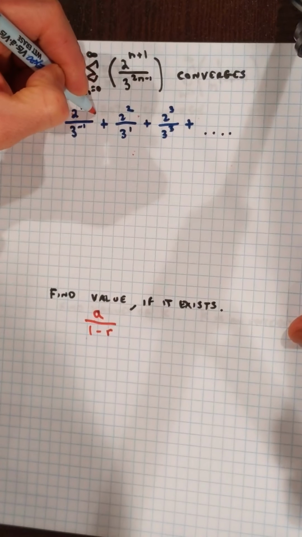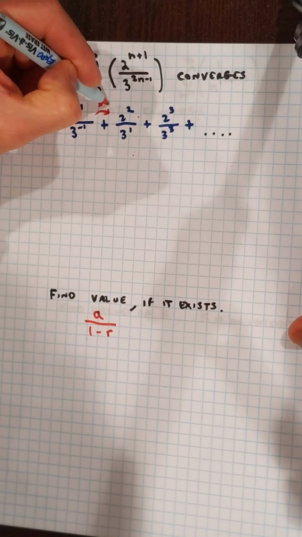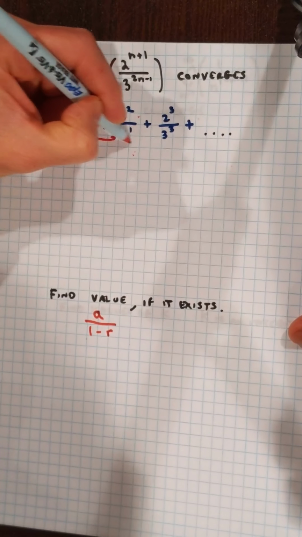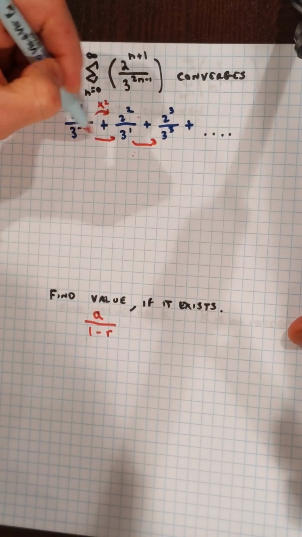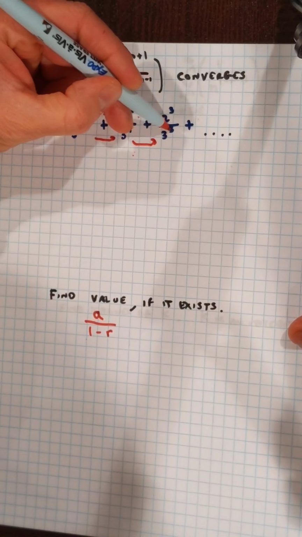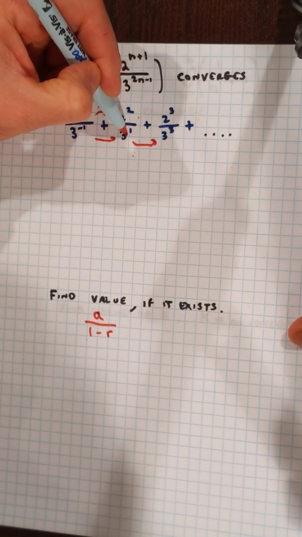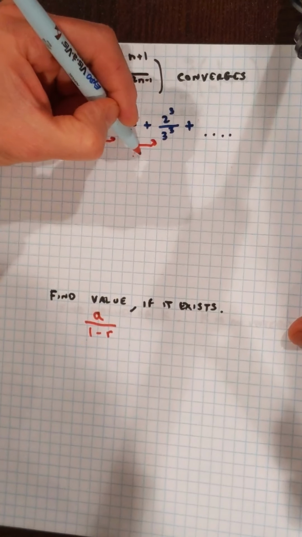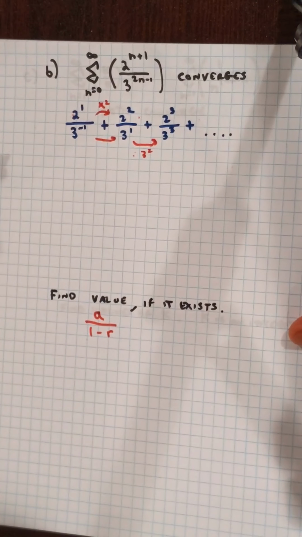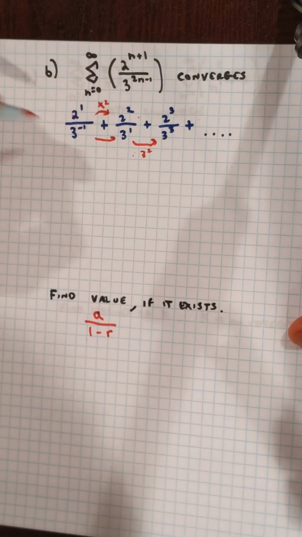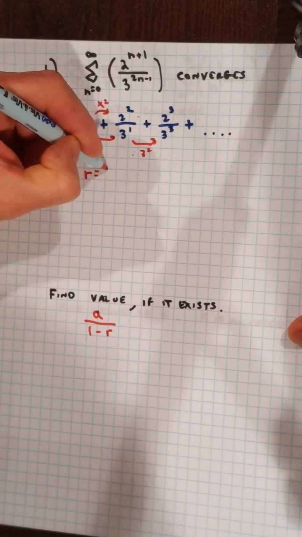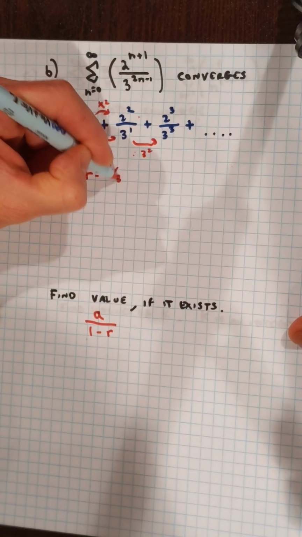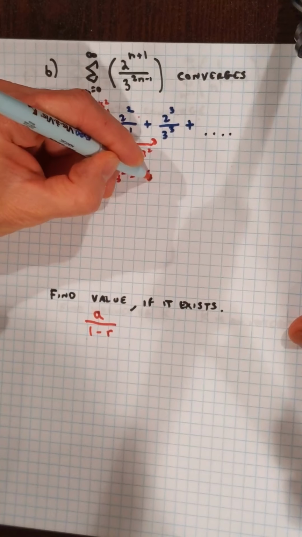I see right off the bat that the top is constantly multiplying by 2, and the bottom is kind of tricky, but if you do the next term, you'll see it even better. It's 3 to the 1, and then 3 to the third. So that's going up by 3 squared. That tells me my r is 2 over 3 squared, or 2/9.